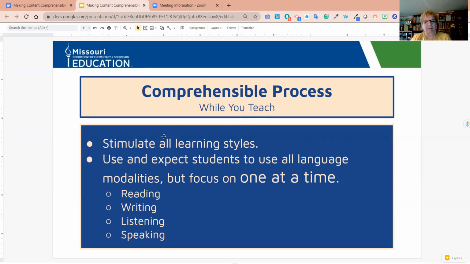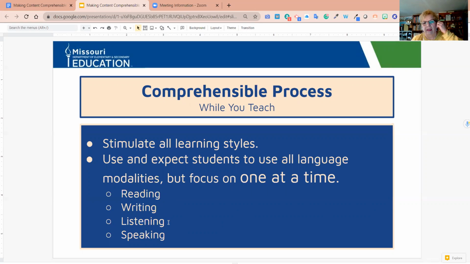So we want to also remember all of the different learning styles and the modalities when we're teaching. Reading, writing, listening, and speaking should be part of every lesson. But if you're focusing on a lesson, you should only pick one to focus in on at a time. So if you want to say, today we're going to work on our reading skills, or today I want you to really practice your listening skills, you're going to listen for this.